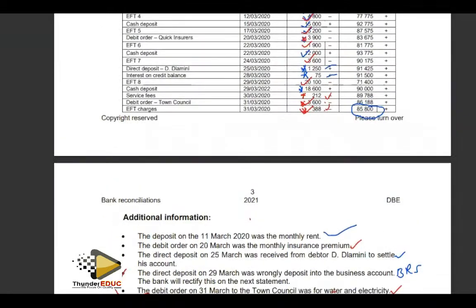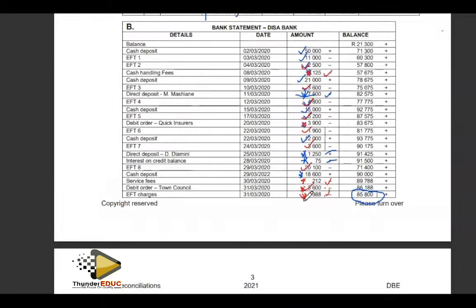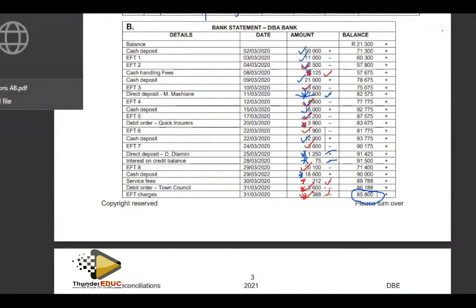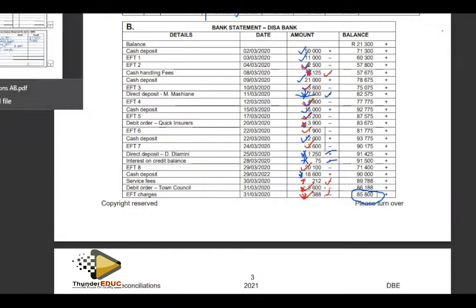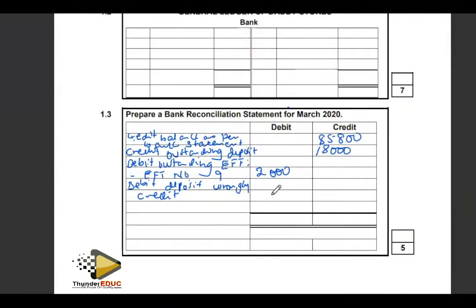The amount was from the direct deposit, cash deposit on the 29, right? 18,600. So this one is going to be 18,600. So I'm going to write it here. This is 18,600. Okay. So from this step, we have to add the credit side. It means that we have dealt with each.